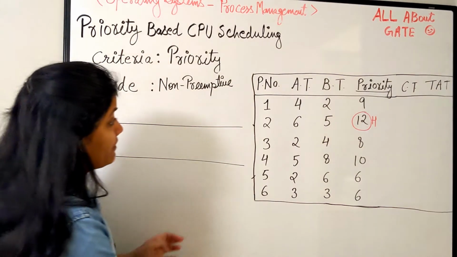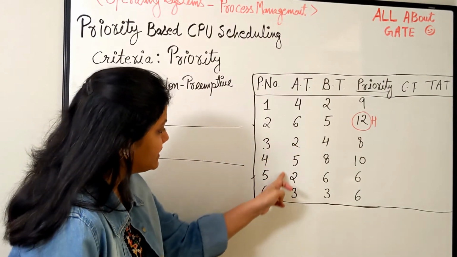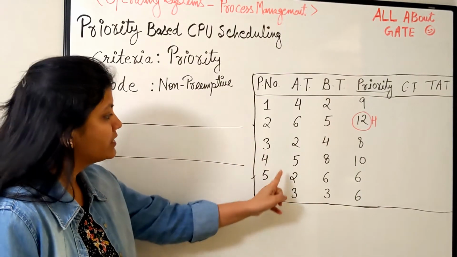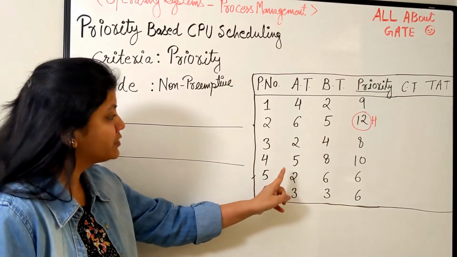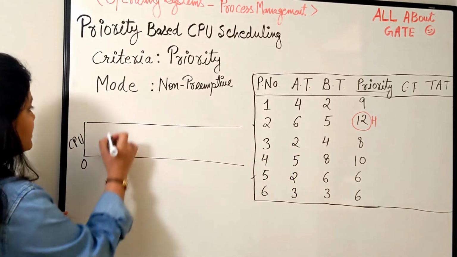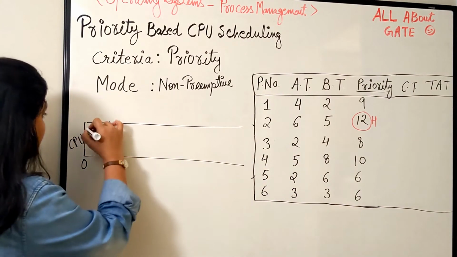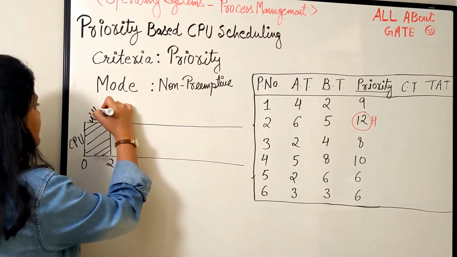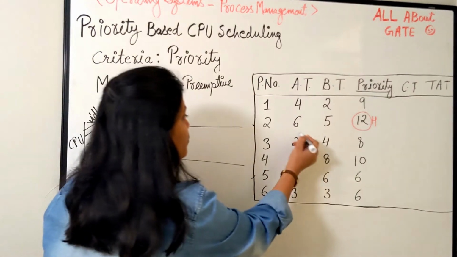Now you see at the arrival time, there is no process at time 0, so none of the processes are available at time 0. The earliest time a process is available is 2. So from 0 to 2 we actually have nothing to run, so this is nothing but the idle time. Correct? Now at time 2 we have 2 processes.